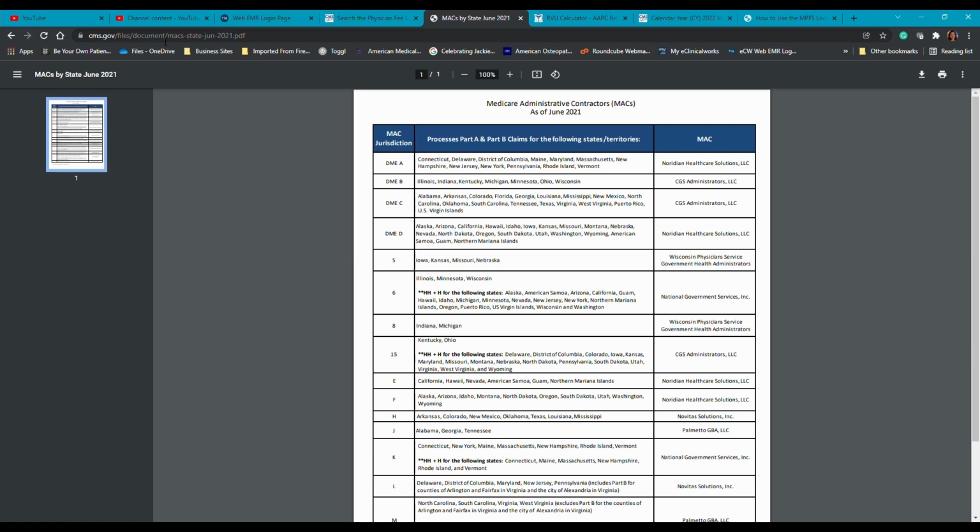This is the most updated guide of what MACs by state. So this will break it down into those 3 different things I talked about, whether it's Medicare A and B, home health and hospice, or DME. It will break it down by state and tell you which ones to be using.